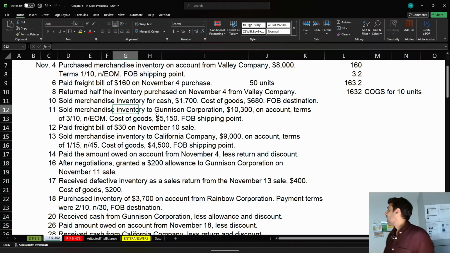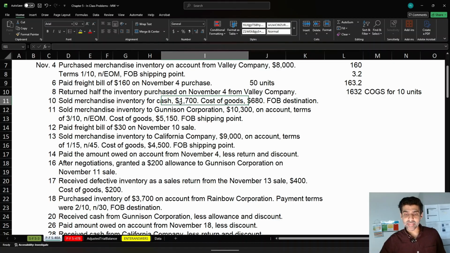So again, for every sales transaction, how many journal entries are there? One for the revenue, one for the cost of goods sold. So it's telling us our revenue. The revenue part of it is 1,700.